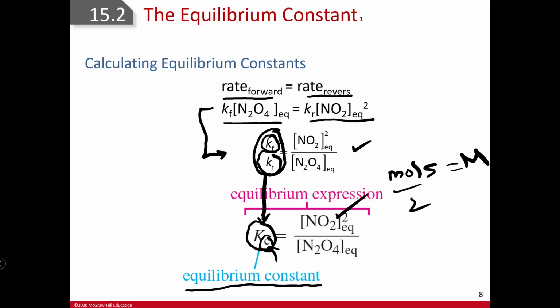Now here's the other thing that's really important about the expression. It is always the products in the numerator and the reactants in the denominator. Once we mathematically manipulated this up to this, notice the products are in the numerator and the reactants are in the denominator. Another thing I want you to think about here is we're going to be talking about the ratio of product over reactant, which gives us the equilibrium constant.